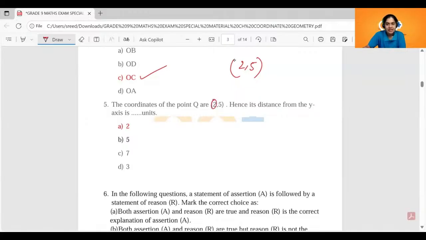It's 2, right? So whenever we are writing an ordered pair, or a coordinate pair, the first number will be the x coordinate, correct? This will be the y coordinate. So its distance from the y axis will always be the x coordinate, and it is 2 here. So option A is the correct answer. I hope it's clear to you.